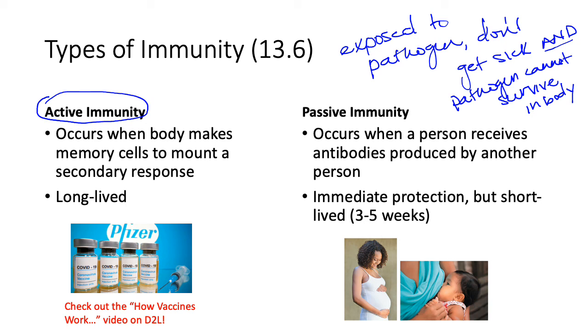Sometimes they don't. Sometimes you have to get booster vaccines that kind of stimulate your memory cells and bring them back up to speed. But typically, active immunity can last a lifetime for certain pathogens. And again, I posted a How Vaccines Work video on D2L, because with the coronavirus vaccine and people having so many questions about it, I think it's worth posting. And I'm happy to answer any questions that you might have outside of class.